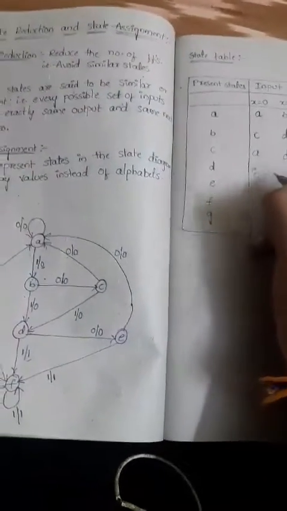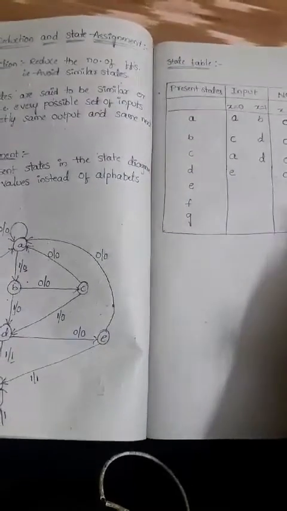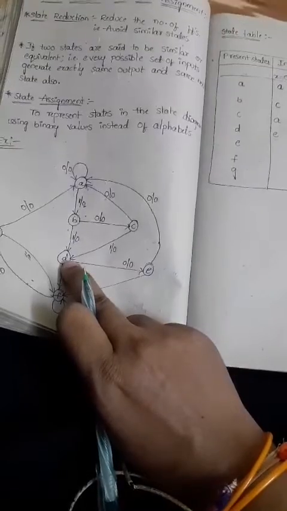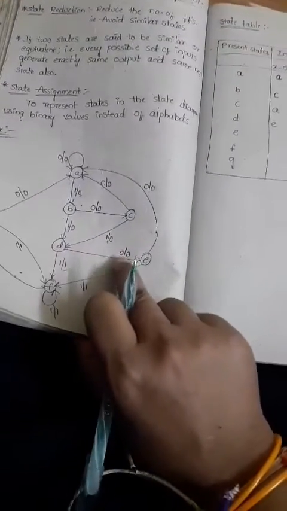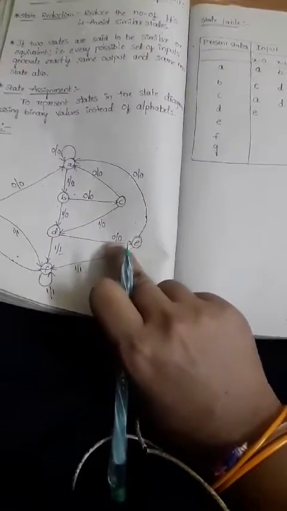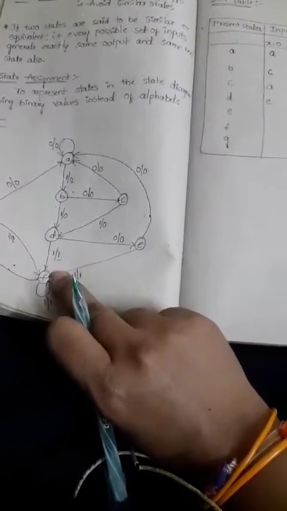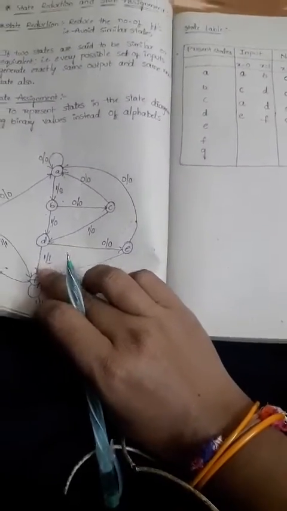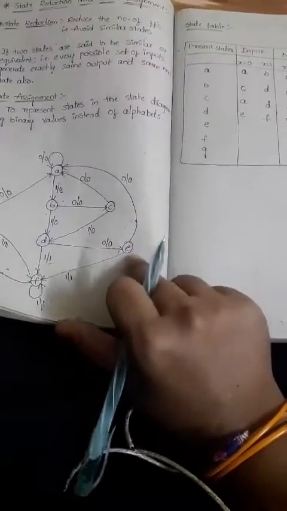For D to E, the input is 0, so the transition is D to E, and the output is 0 only. Next, D with input 1 goes to F, and the output is 1. Okay, now coming to the E value.